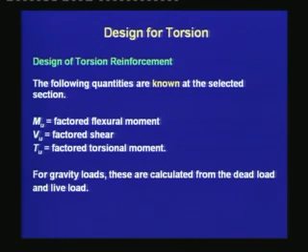The following quantities are known at the selected section: Mu, which is the factored flexural moment; Vu, the factored shear; and Tu, the factored torsional moment. For gravity loads, these are calculated from the dead load and live load. Thus, before we start the design, from structural analysis, we have calculated the three actions acting in the particular section. One is the flexural moment Mu, next is the shear Vu, and the torsional moment Tu. These are the known quantities before the design of the section.